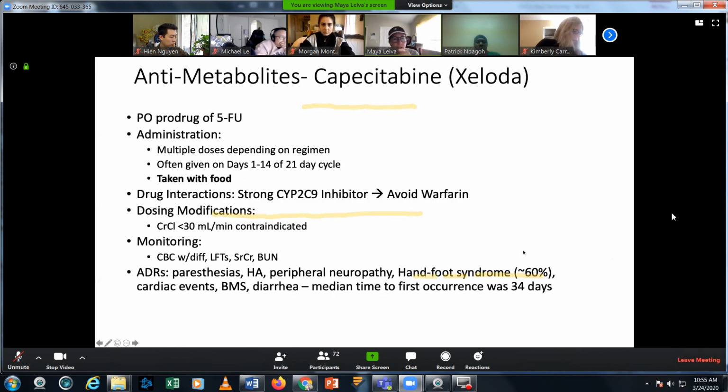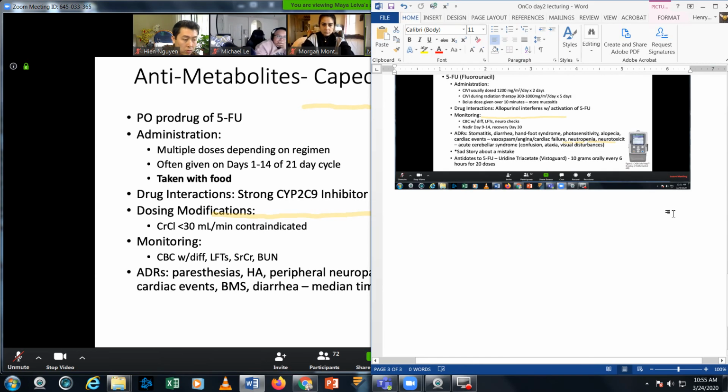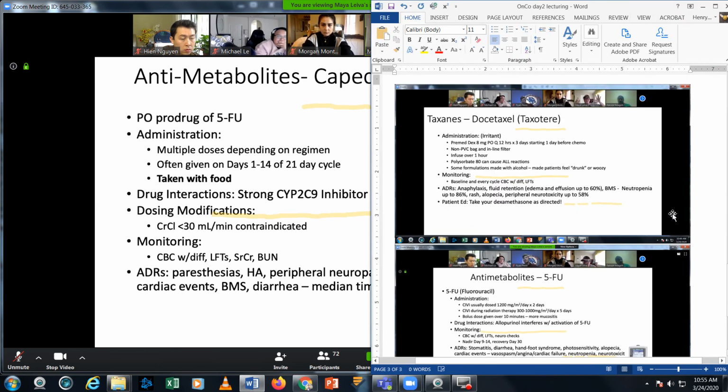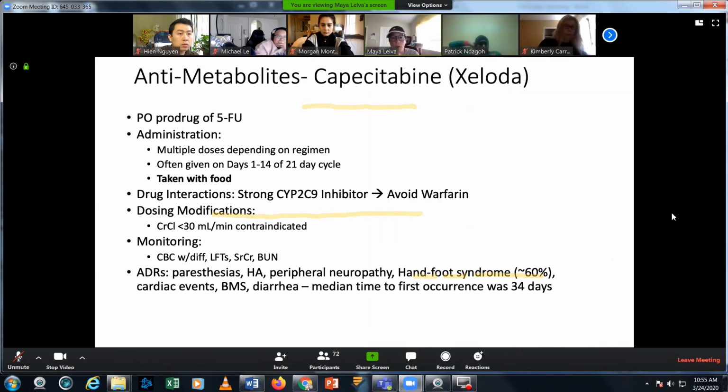So just really quickly, capecitabine or Xeloda, it's a prodrug of 5-FU. Same thing, nothing exciting here. We just tend to give it days 1 through 14 of a 21-day cycle. We always want to take it with food. So that is an important thing to remember. When you counsel patients, take with food.